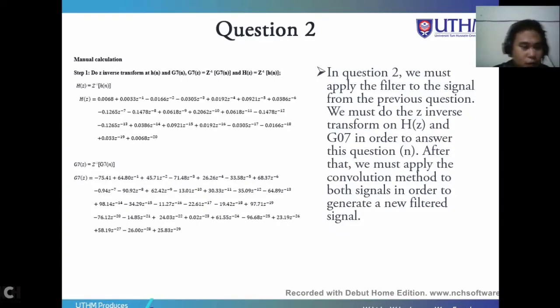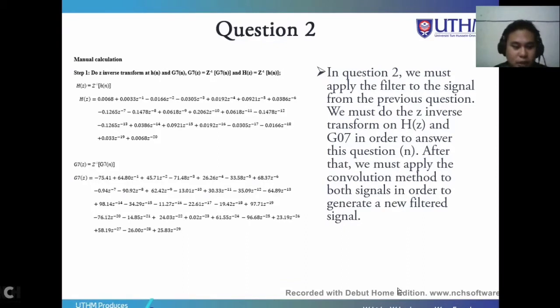For the result analysis for question 2, we do the manual calculation. As you can see in this slide, we do the Z inverse transform manual calculation. In the question we must apply the filter to the signal from the previous question. We must do the Z inverse transform on H(z) and G7 in order to answer this question. After that, we must apply the convolution method to both signals in order to generate a new filtered signal.